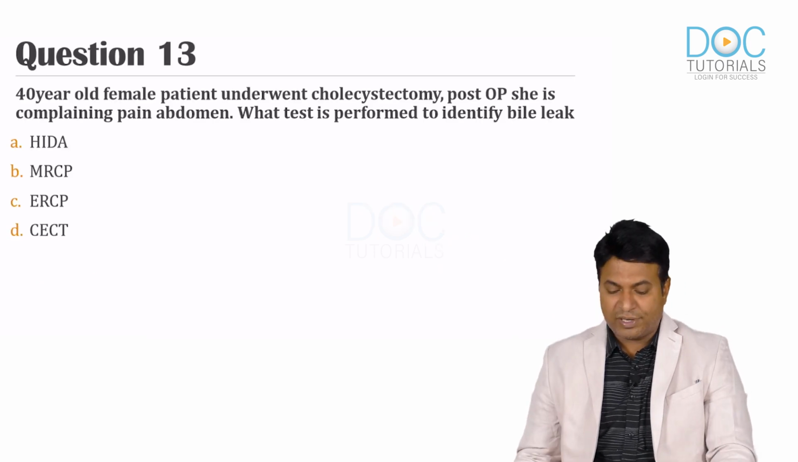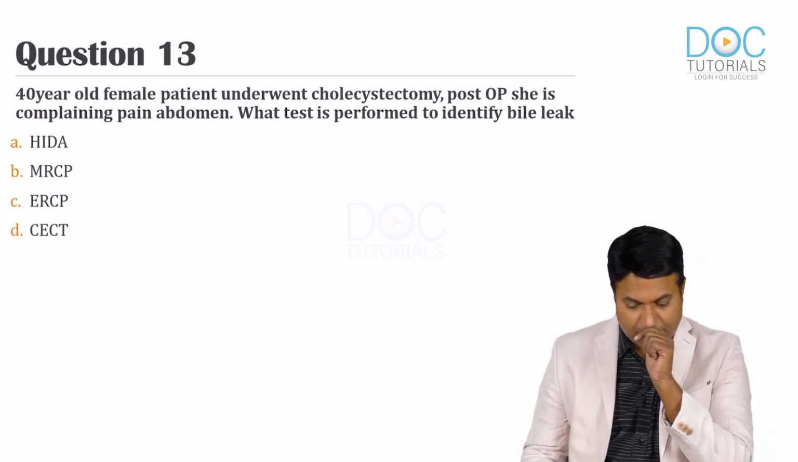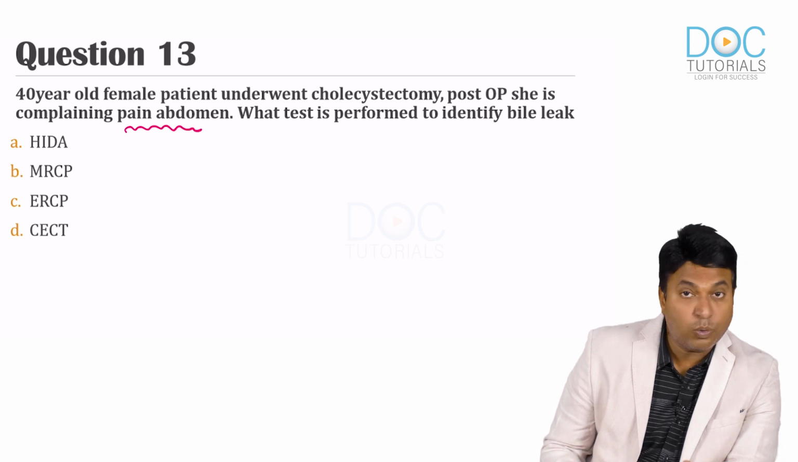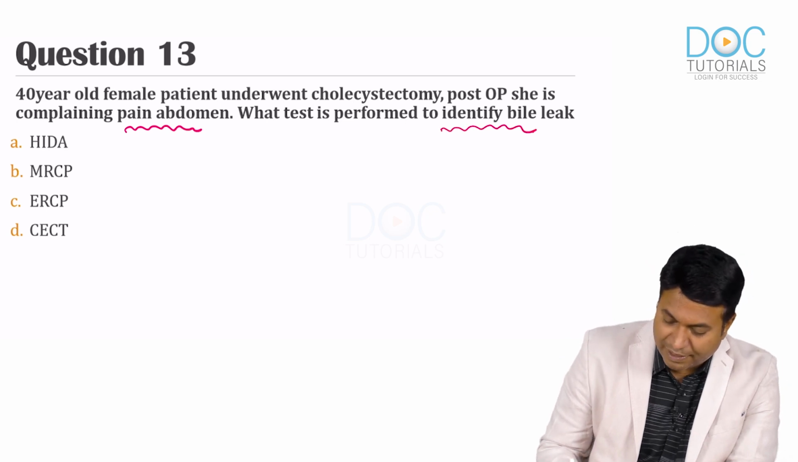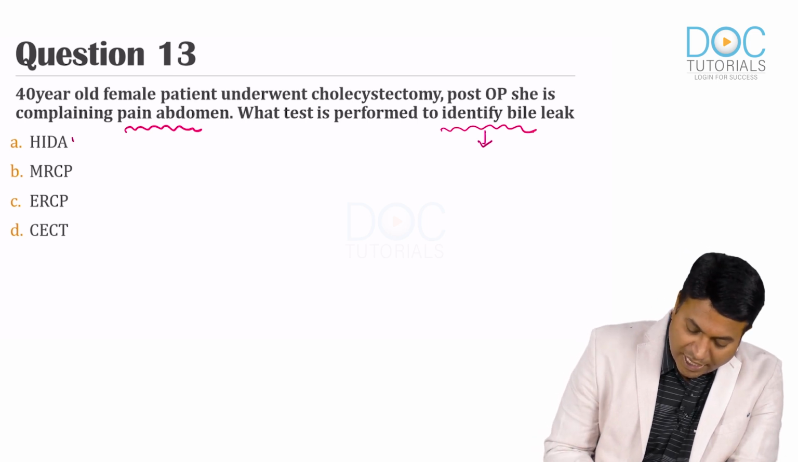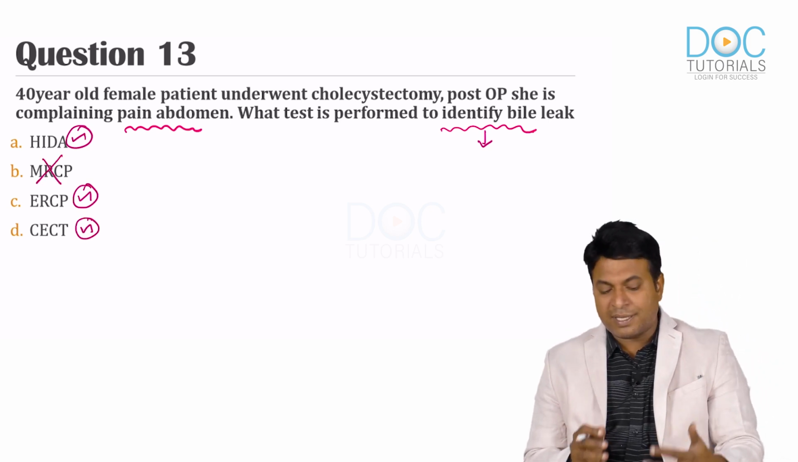So this is the most controversial question every time. A 40-year-old female patient underwent cholecystectomy. Post-op, she is complaining of pain abdomen. So you have to now identify the bile leak. Bile leak can be diagnosed by the following investigations: it can be diagnosed by HIDA scan, by ERCP, by CT abdomen, except MRCP. All the other three can be used.